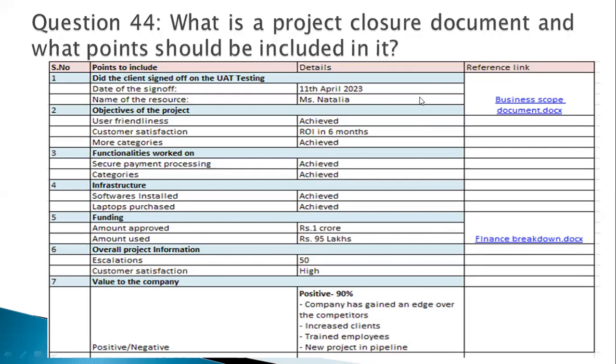Now, here, if you notice, guys, I said I have worked on the functionalities. What is the proof? Now, for this, we need to attach the link here. Like, for example, I said the UAT testing has been achieved. Now, first, I want to understand what did we agree to. I have a business scope document link. I said I have funding of 1 crore. I have a finance breakdown document mentioned here. I said I worked on the objectives. How do I know what objectives we have? I will go to the business requirement document link. So like that, we have the reference links that we need to mention here as well, guys.